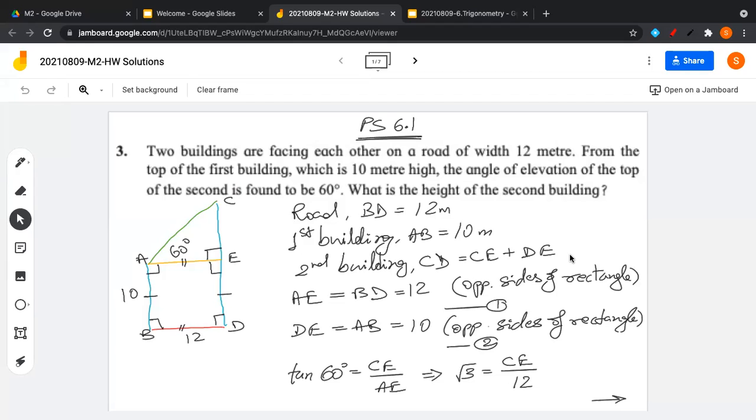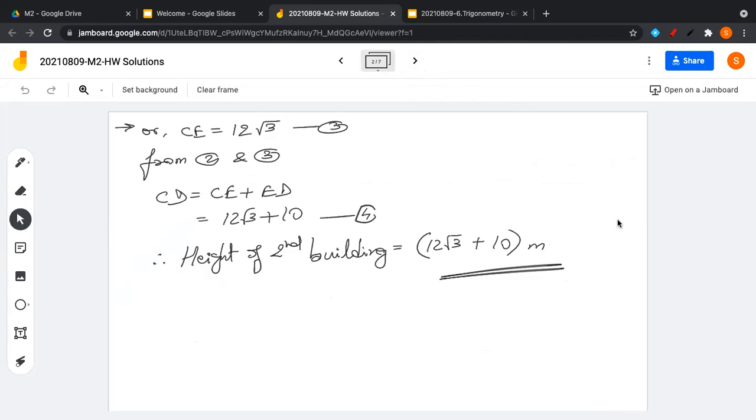That can be found by using trigonometry, and that is what has been done here using the tan function, because this here is the opposite side, this is the adjacent side. We also know the length of AE because it is also equal to BD, which is 12. So adjacent side is 12, we have to find the opposite side, and that is what we have found. Some of you solved this in the class and you got this correct. If you write 12 root 3 plus 10, or if you write 10 plus 12 root 3, both are correct.